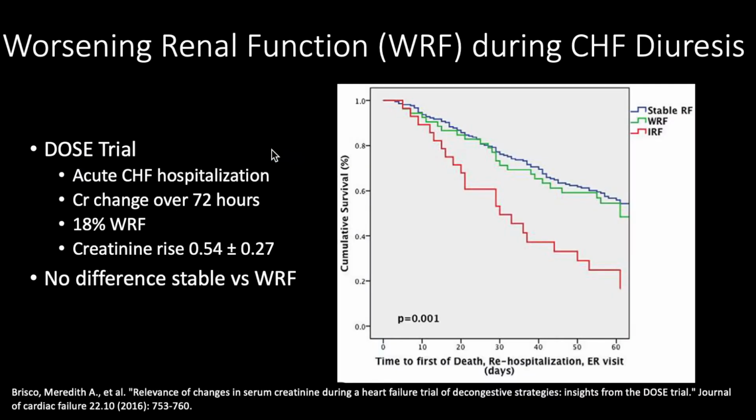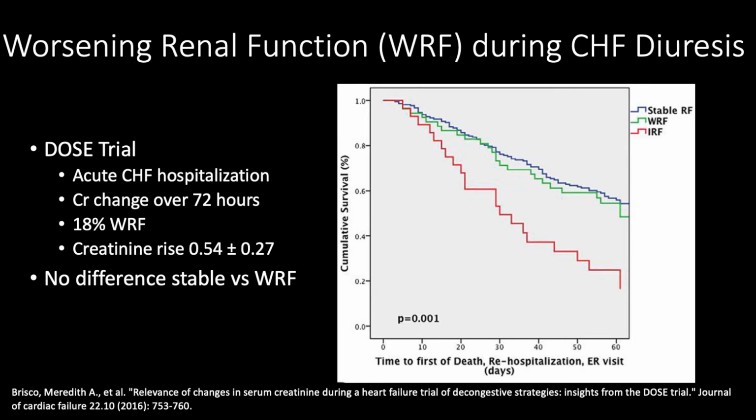So let's talk a little bit more about worsening renal function during CHF diuresis. It's been well studied over the last 5 years or so, and our knowledge has really grown over time. For instance, the DOSE trial, which looked at acute CHF hospitalizations, randomized patients to different diuretic dosing was the initial trial, and then they did this really nice follow-up of patients that had a creatinine rise over their 72 hours of IV diuresis. What they found is, in all the patients in the DOSE trial, 18% had worsening renal function during the trial period, which they defined as a creatinine rise of 0.5 or more. The 95% confidence interval included a creatinine rise of about 0.9 or so.